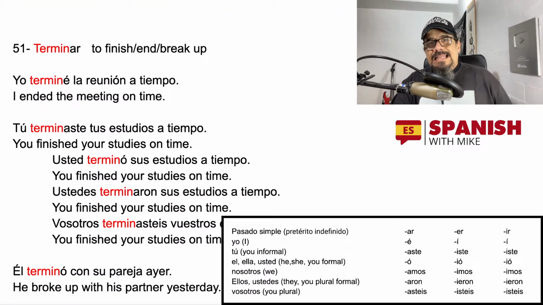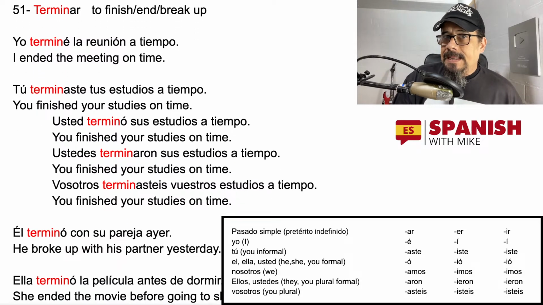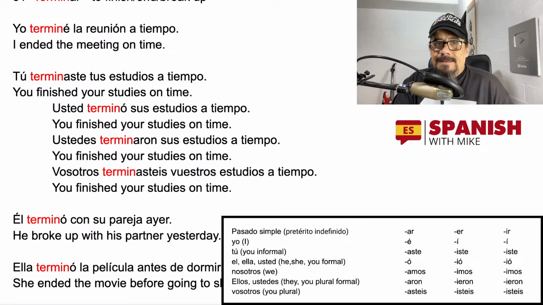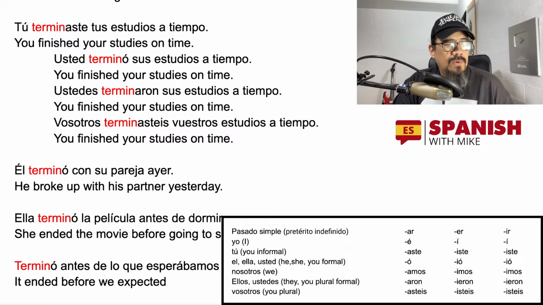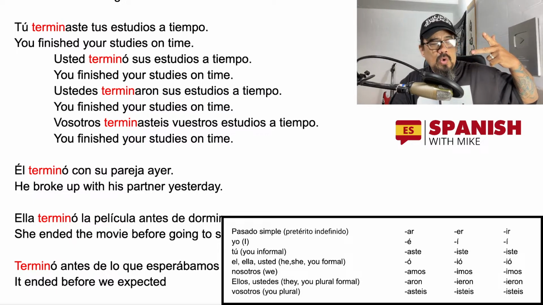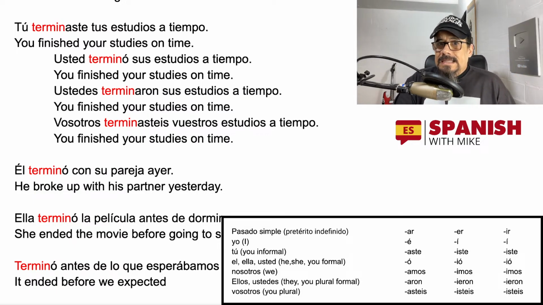Verb number 51, terminar, to finish, end, and break up. Yo terminé la reunión a tiempo. I ended the meeting on time. Tú terminaste tus estudios a tiempo. You finished your studies on time. Singular, informal, close relationships. Usted terminó sus estudios a tiempo. Singular, formal. Ustedes terminaron sus estudios a tiempo. Plural. Vosotros terminasteis vuestros estudios a tiempo.